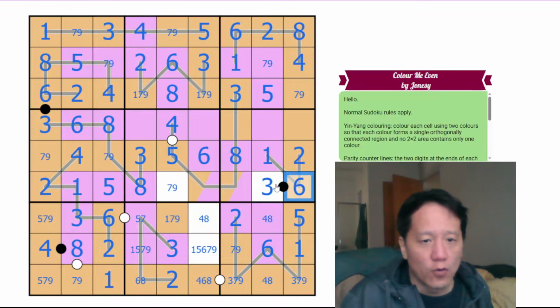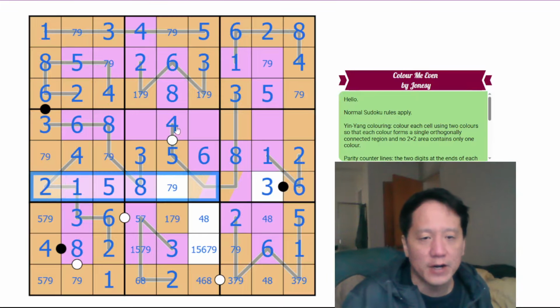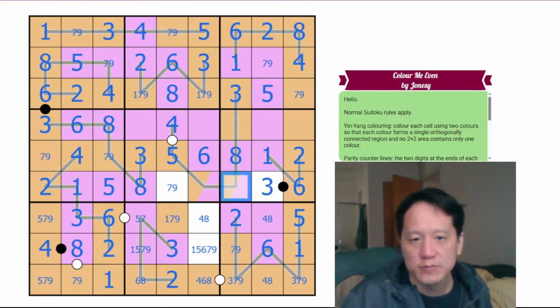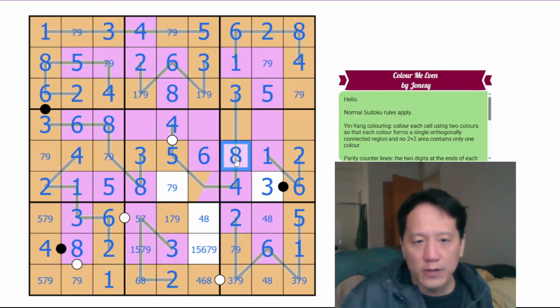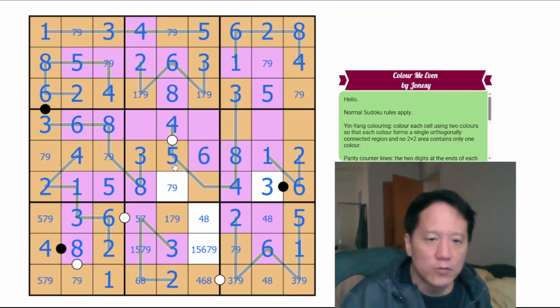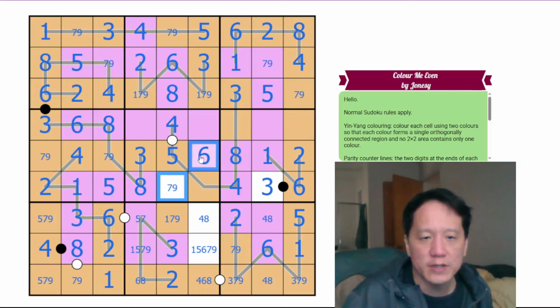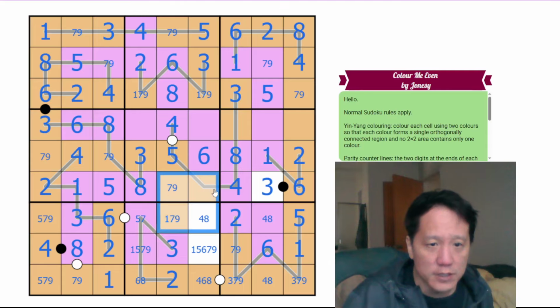Again, where's 4 in row 6? Can't be here because of 4's in the boxes, and these are filled out. So this must be 4 here, and therefore must be pink. And we have 3 pinks in this 2x2, so this can't be pink. This is orange. We have an orange on a diagonal here, so this can't be 2 pinks here, so this must be orange here. We have a 2x2 that's all orange.